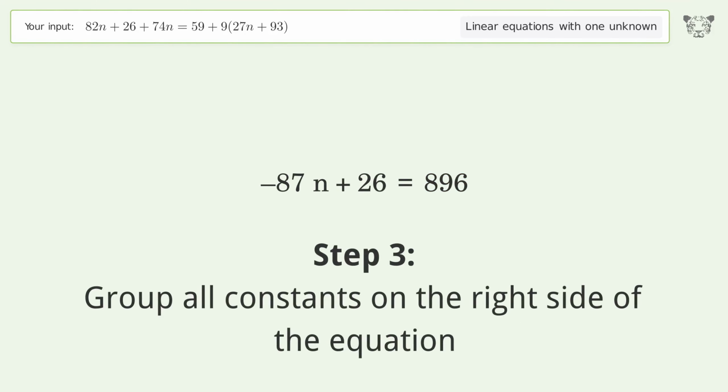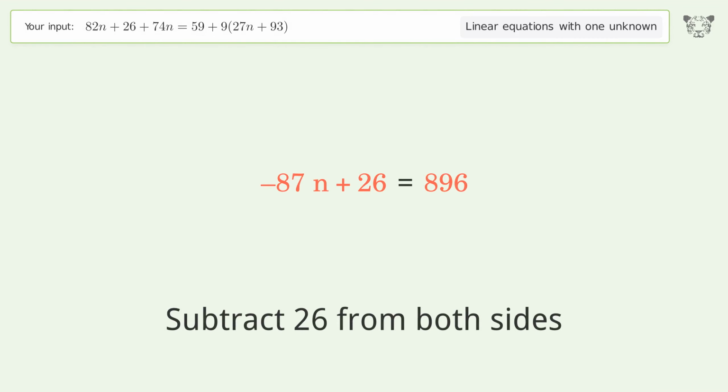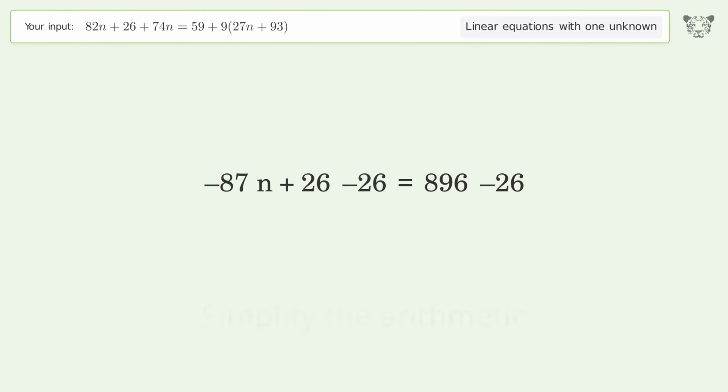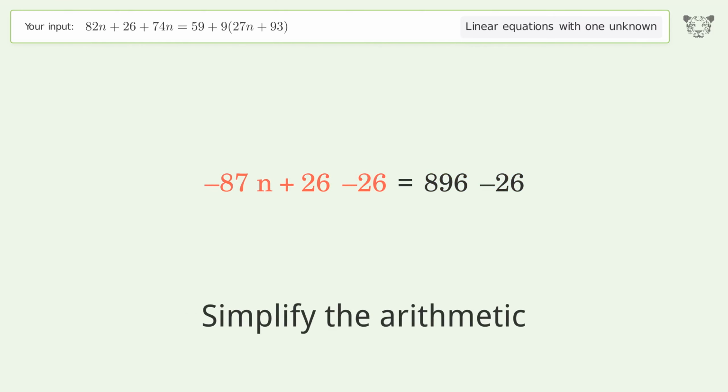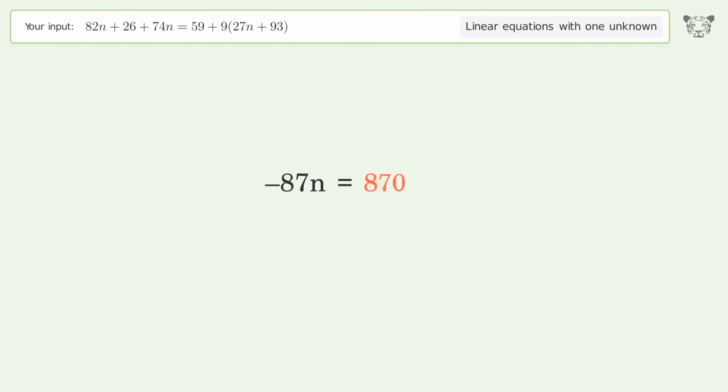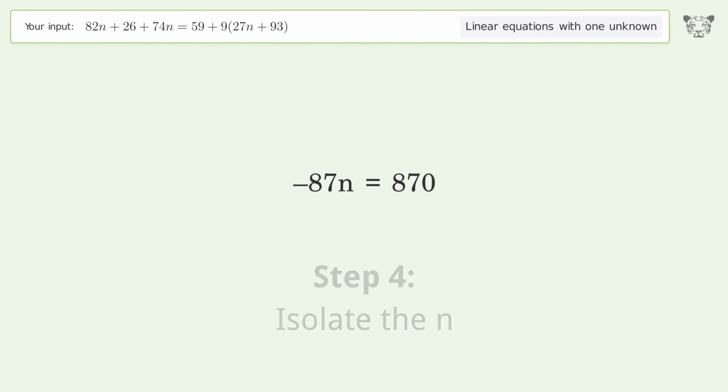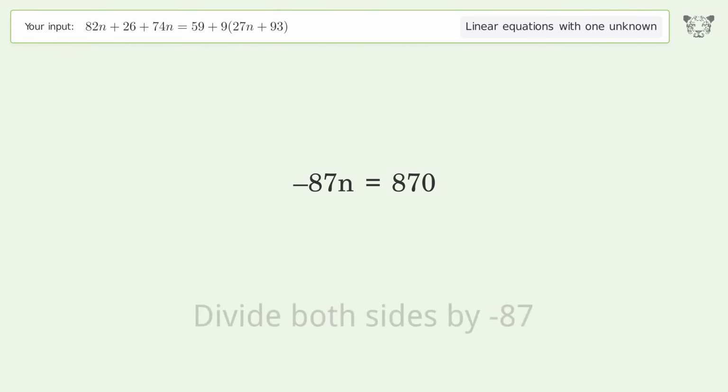Group all constants on the right side of the equation. Subtract 26 from both sides. Simplify the arithmetic. Isolate the n. Divide both sides by -87.